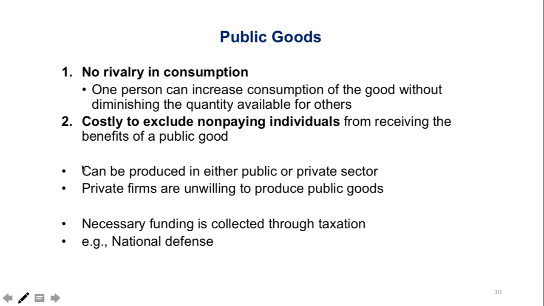These public goods can be produced by either the public or private sector, but there is no incentive for the private market to produce them, because there is no way to exclude those who are not paying to use them, and to charge differently. Therefore, the necessary funding is collected through taxes to cover public goods, such as national defense or FEMA, for example.